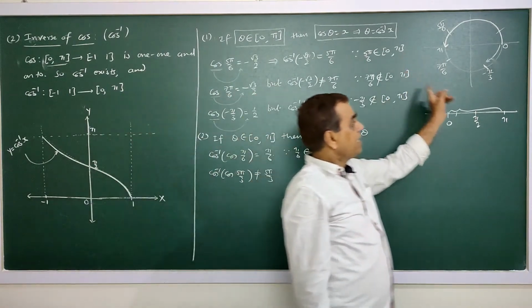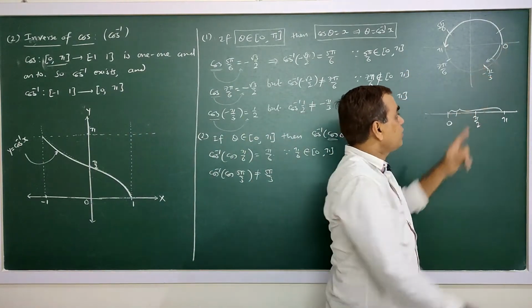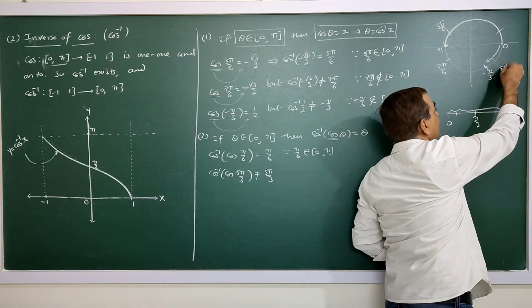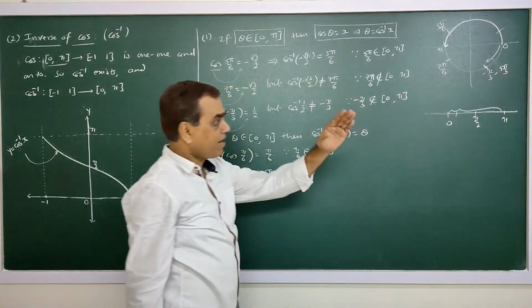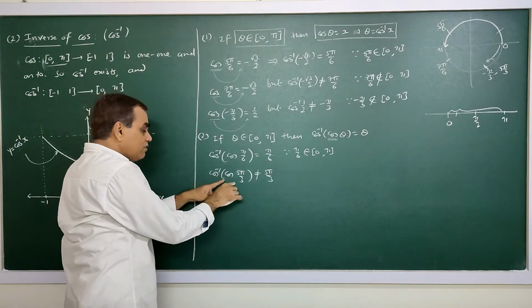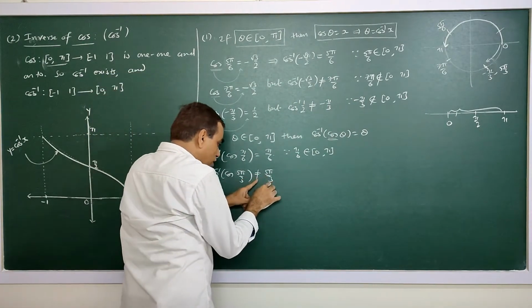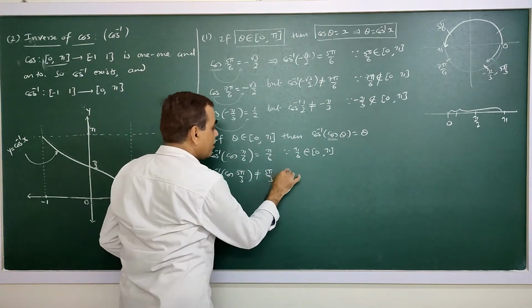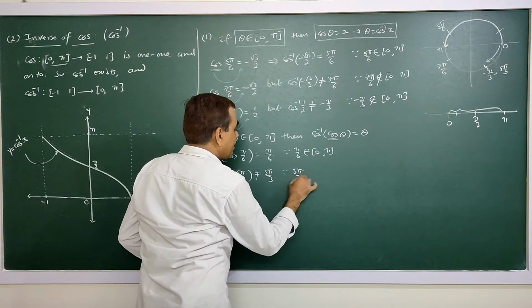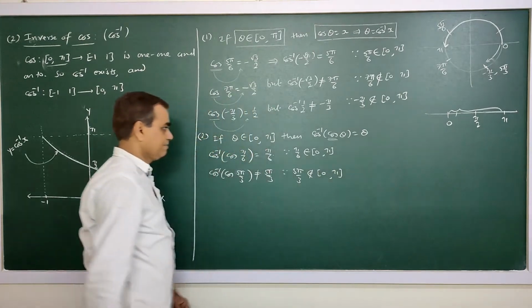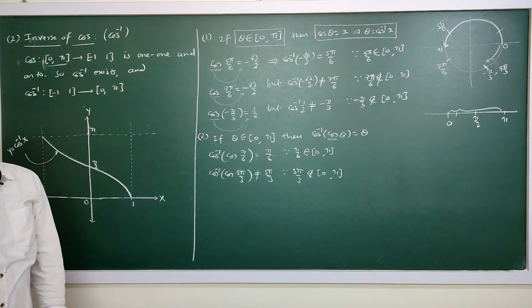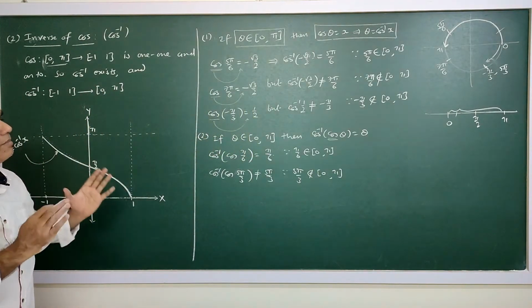2 pi minus pi by 3. So this is the point corresponding to 5 pi by 3, more than pi. So cos inverse cos 5 pi by 3 is not equal to 5 pi by 3, because 5 pi by 3 does not belong to 0 to pi. So this is the meaning of this property.